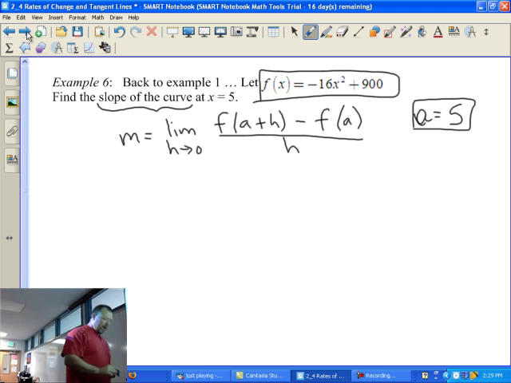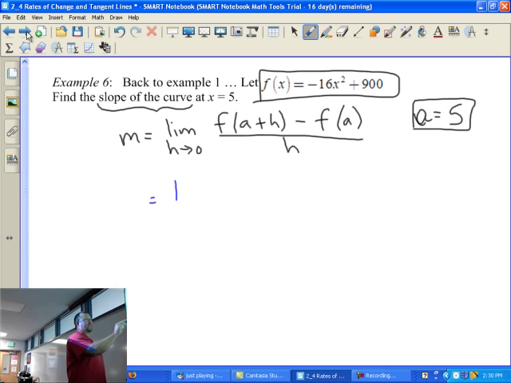Now, you could go ahead and plug in a equals 5 right away and do f of 5 plus h minus f of 5. I would be okay with that. I would be willing to do some of those in the class. I'm going to leave it as an a, because that way we can evaluate it at any value of a. And as we go through and start chapter 3, we're going to use an x instead of an a every time. So we'll go ahead and get used to using the letters instead of a number.